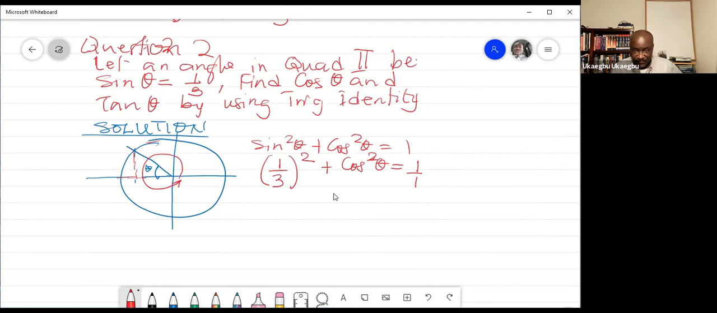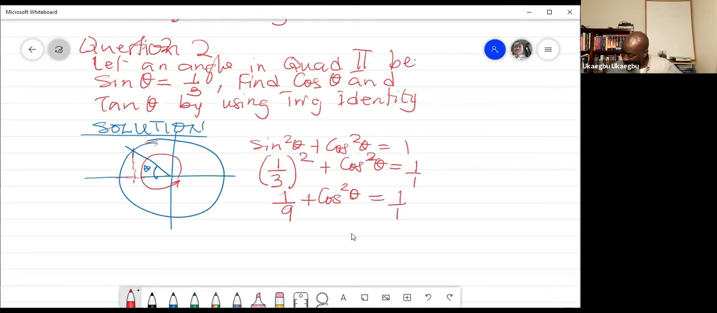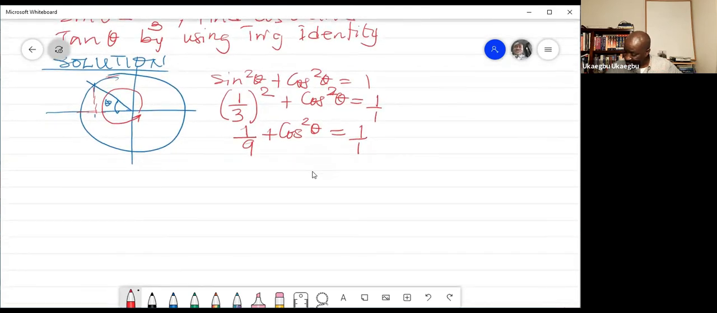All right. So now let's simplify. 1 squared, 1 times 1 is 1, and then 3 times 3 is 9. And that's plus cos squared theta, equal to 1. And then the next step is you move this 1/9 to the other side, to the right side. And once you move it, it becomes negative.